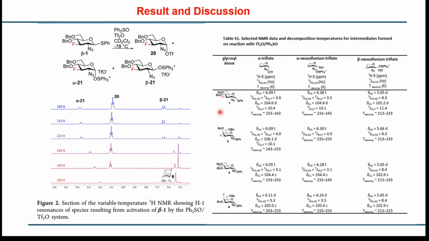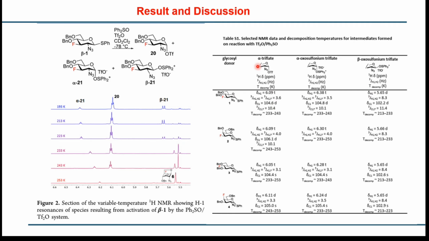So let's say in case of C3 fluorinated glucose thioglycoside, the coupling constant of the H3 atom, sorry, here it is 3.6, that is alpha linked, and also this C1 carbon is 104.6. In case of beta, it came down to 102.